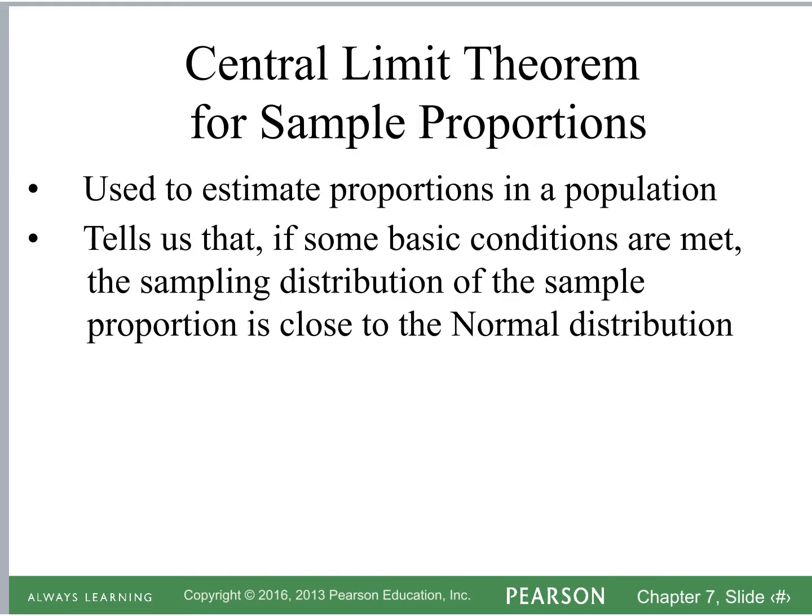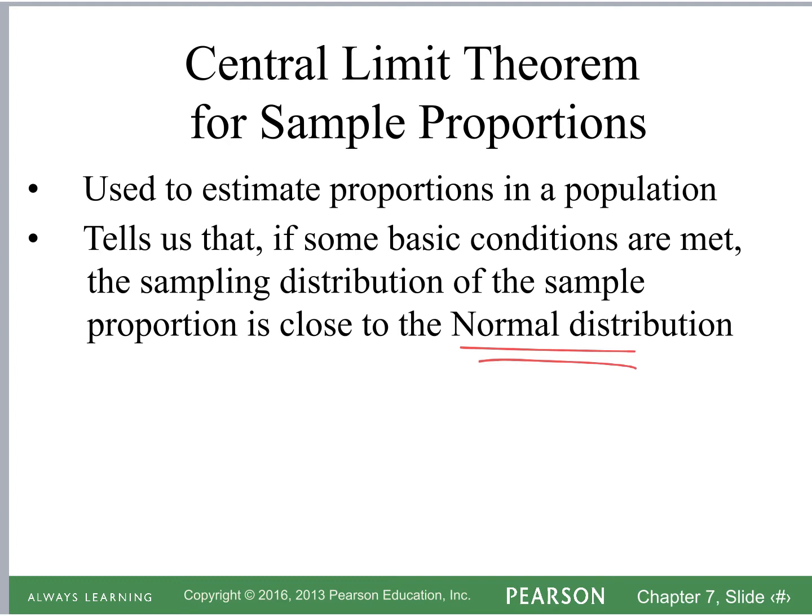The central limit theorem is used to estimate proportions in a population, and it also tells us that if some basic conditions are met, the sampling distribution of the sample proportion is close to the normal distribution. So this is what's important about the central limit theorem.